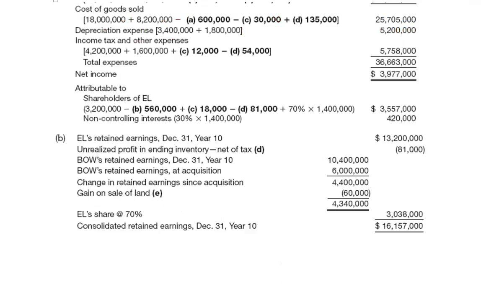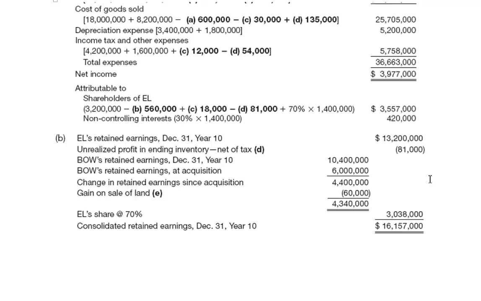So we don't have to make any adjustments for that. So now the next series of adjustments we'll look at is to look at what happens to Bo, the sub's profit or retained earnings. Bo's separate entity retained earnings at the end of year 10, and the question is $10,400,000. But don't forget, the parent can only take into consolidated retained earnings the parent's share of any post-acquisition retained earnings of the sub.